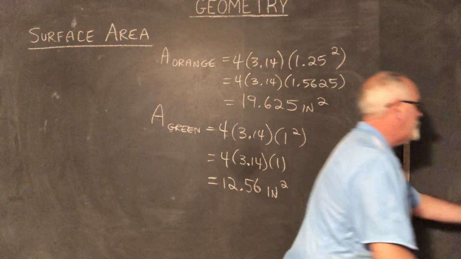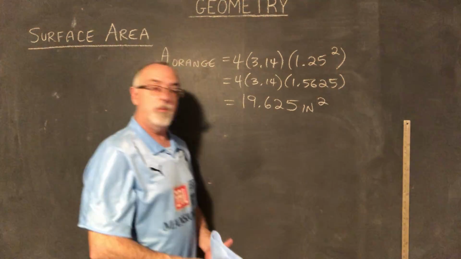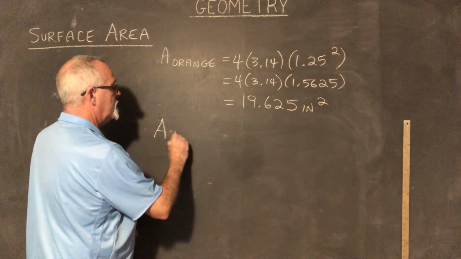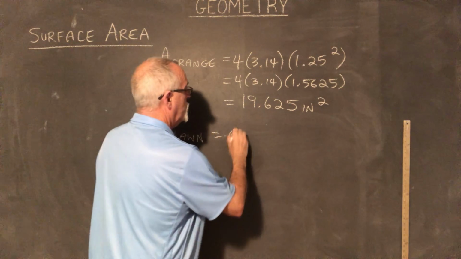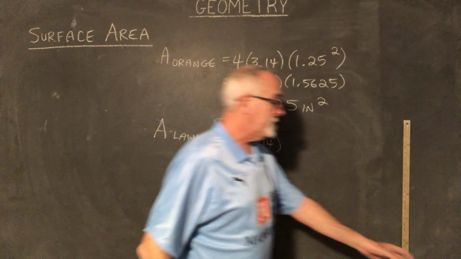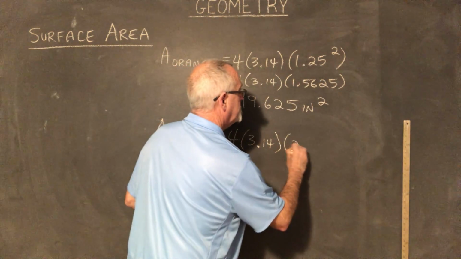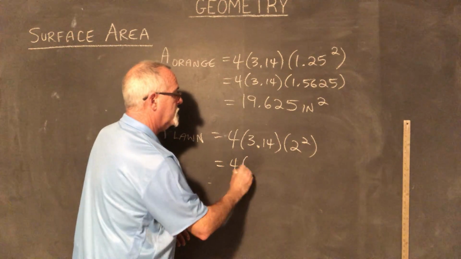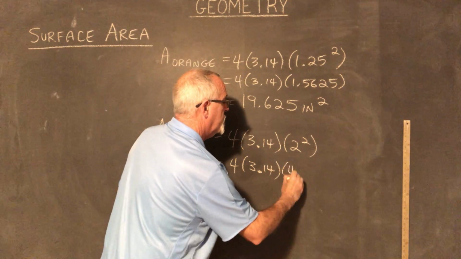So I'll erase the green one, and the third one was the lawn bowling ball. So I'll call it area lawn. We know what I mean. And it is, again, 4 times pi times the radius squared, but the radius of the lawn bowling ball is 2 inches. Well, that's another easy one. 2 squared is 4. 4 times 3.14 times 4.